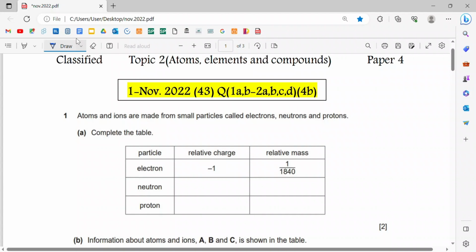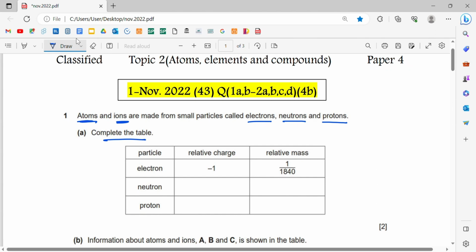Classified on topic 2, atoms, elements, and compounds. This question is from November 2022. Atoms and ions are made from small particles called electrons, neutrons, and protons. Complete the table. We have here the particle, the relative charge, and the relative mass.